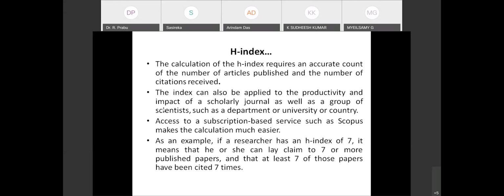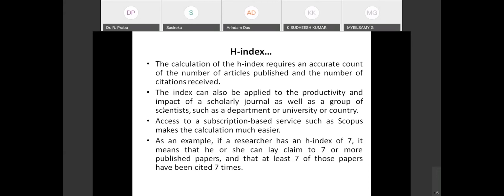Access to subscription-based services such as Scopus makes the calculation much easier. As I said, Web of Science and Scopus now find this easily for us. It will be noted in the database also.